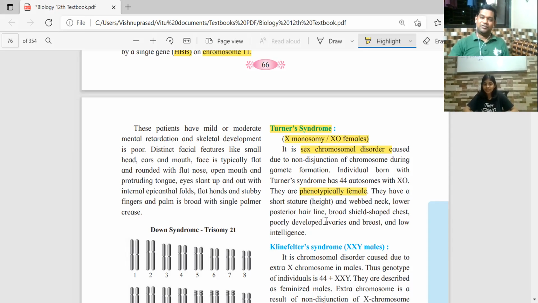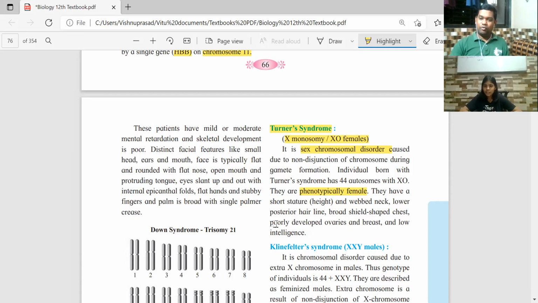They are of short stature. They have a webbed neck, with a fold in the neck, a double chin. Lower posterior hairline, meaning the hairline at the back is very low. And a broad, shield-like chest, very flat.